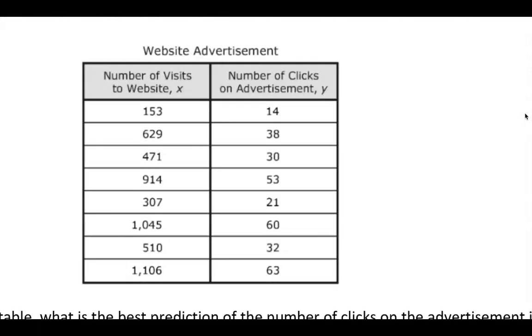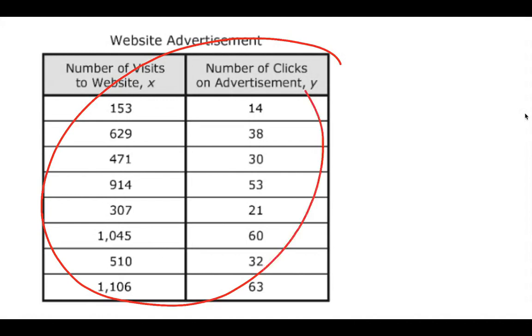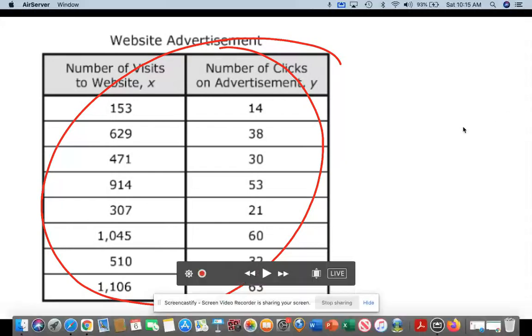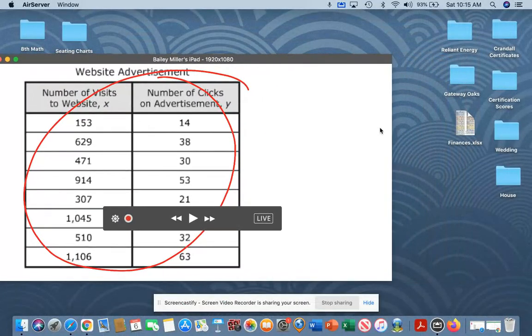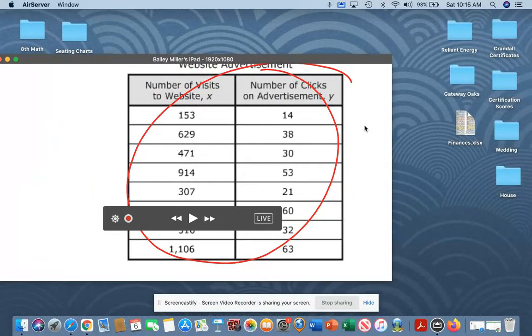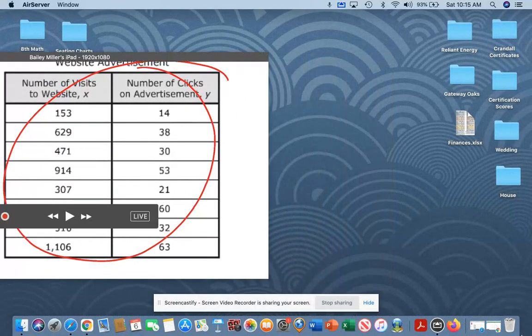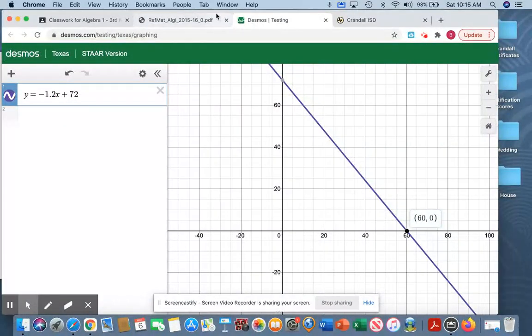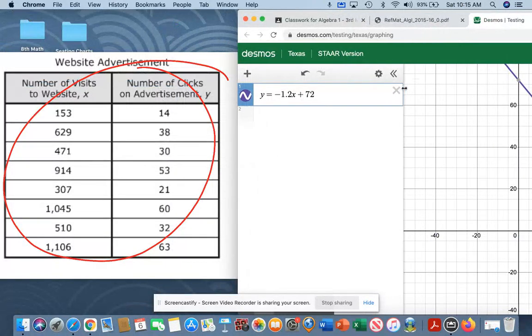So if I plug this into Desmos, I have to plug every single one of these points in because they're not directly on a line. It's a bunch of different data I'm getting from different places. So I've got to make sure that I get all of it in there. So it's not hard, it's just time consuming to put all of it in.